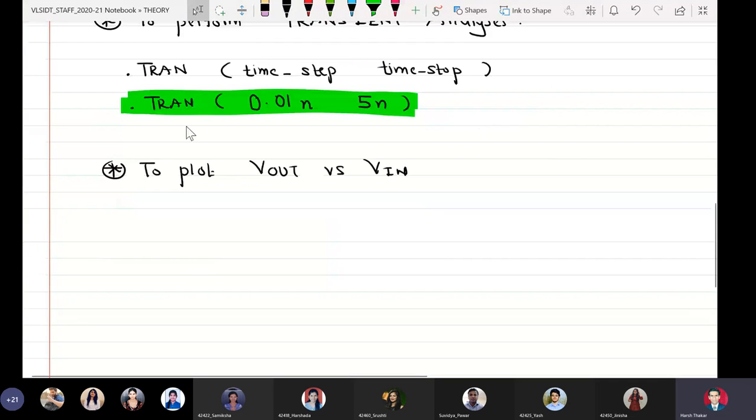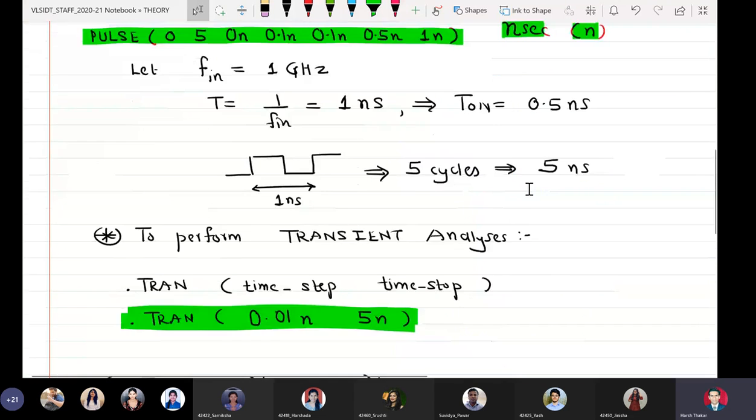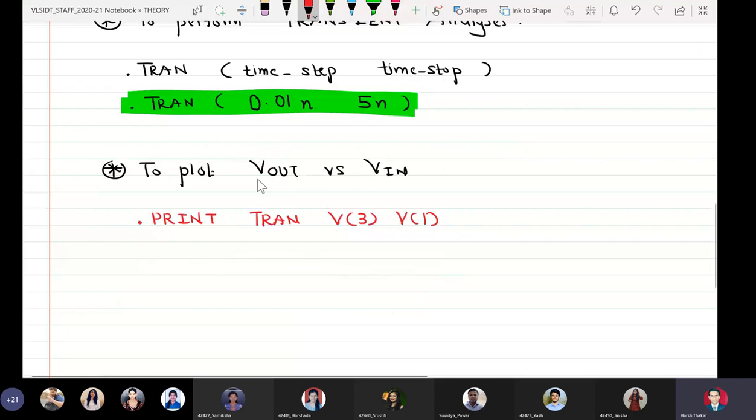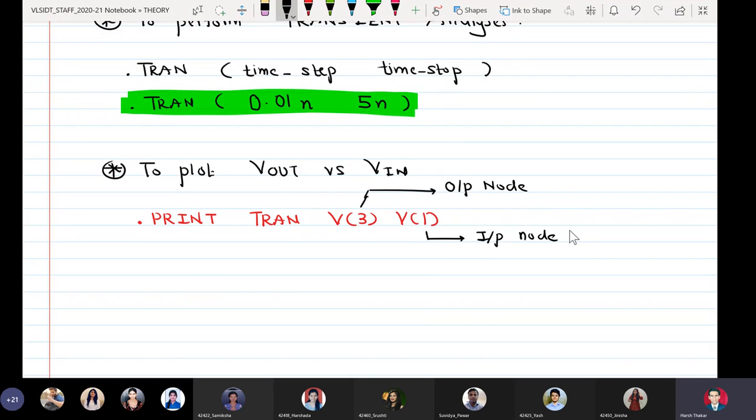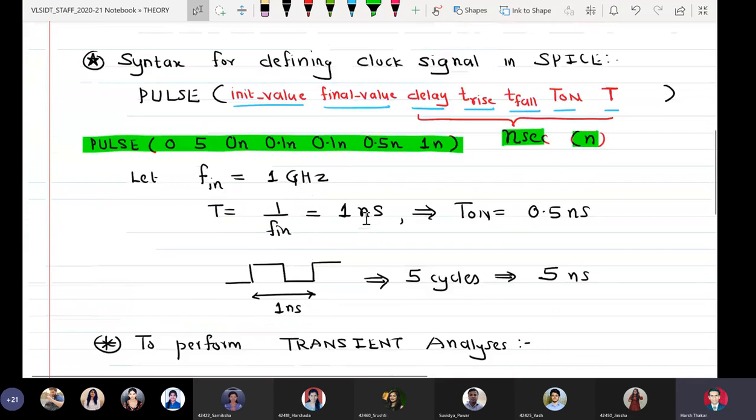So how do we do this? It's very simple. Instead of dot print DC, I will say dot print transient, and I will say plot V bracket 3 space V bracket 1. So V bracket 3 indicates V out and V bracket 1 indicates V in. I will make a comment here that 3 is my output node and 1 is my input node. So now 3 things which were new we have learned.